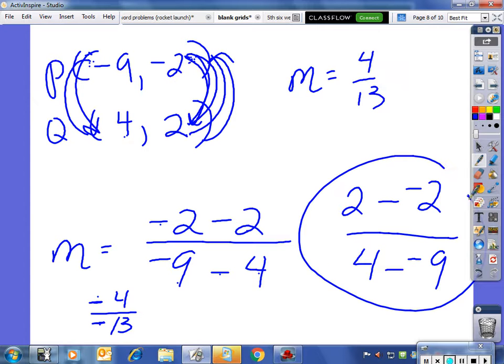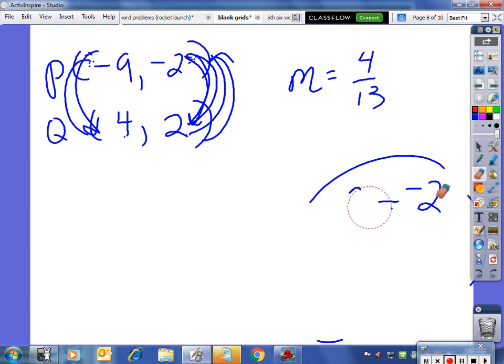Let's do it this way. What's 2 minus -2? 4. What's 4 minus -9? 13. I still get positive 4/13. Because a negative over a negative really means positive. So my point is the order doesn't matter, but you got to stay consistent.